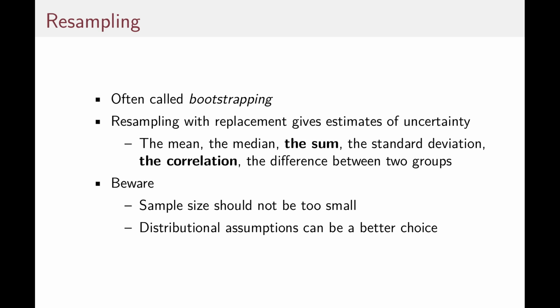So resampling, if it's with replacement, is often called bootstrapping. It gives an estimate of uncertainty in some parameter. That parameter could be the mean or the median or the sum, like we saw with my groceries example. It could be the uncertainty in the standard deviation or the correlation coefficient, again, which we saw, or something like the difference between two groups. So you can use this to do hypothesis testing and to find uncertainties, and you can also shift around labels and do things like that. So you can do a lot of fun things with replacement. Sometimes you have to think a little bit about how you do the resampling.